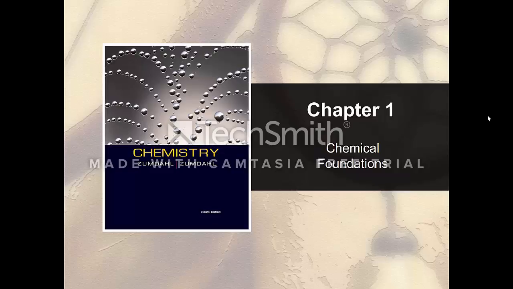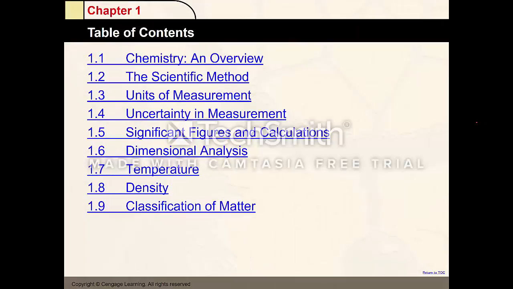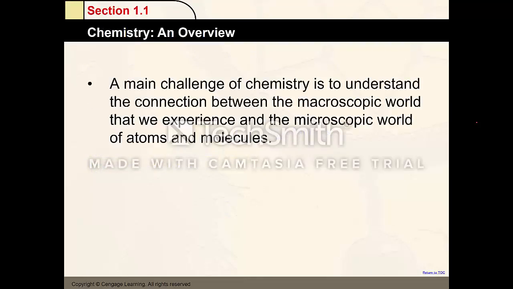So today we're going to start with Chapter 1, and the first section of Chapter 1 is just a general overview of chemistry. First we're going to talk about the difference between atoms and molecules. Those atoms and molecules are things that you cannot see. So atoms and molecules are part of what we call our microscopic world, and the prefix micro means small.